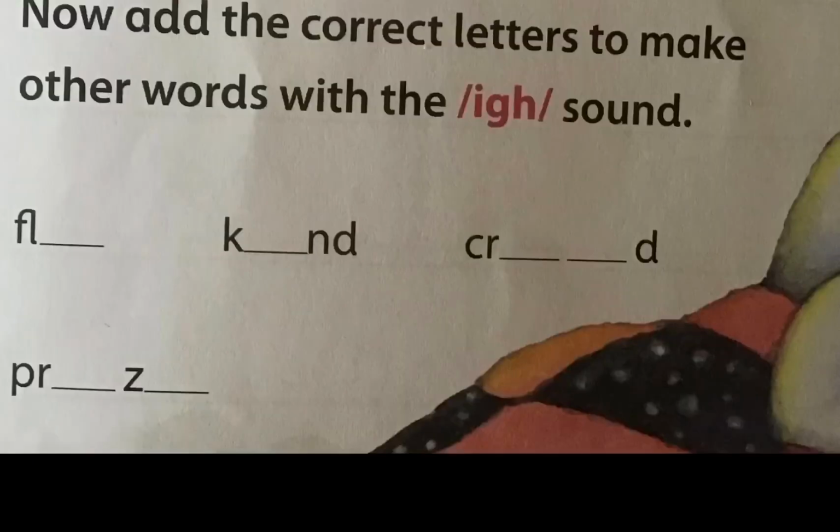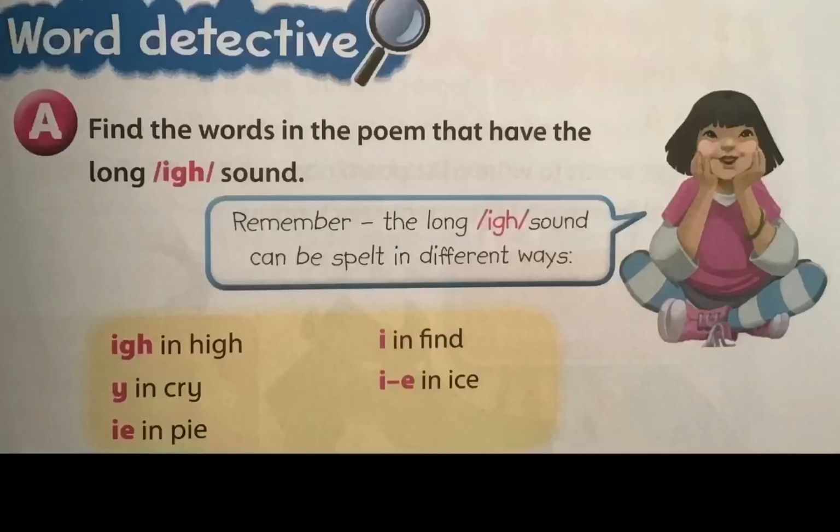Now add the correct letters to make other words with the I sound. Okay? So remember, the I sound can be written in many different ways. So you can see over here, the I sound can be IGH, Y, IE, I, or IE, okay? So think about which letters you're going to put in there.